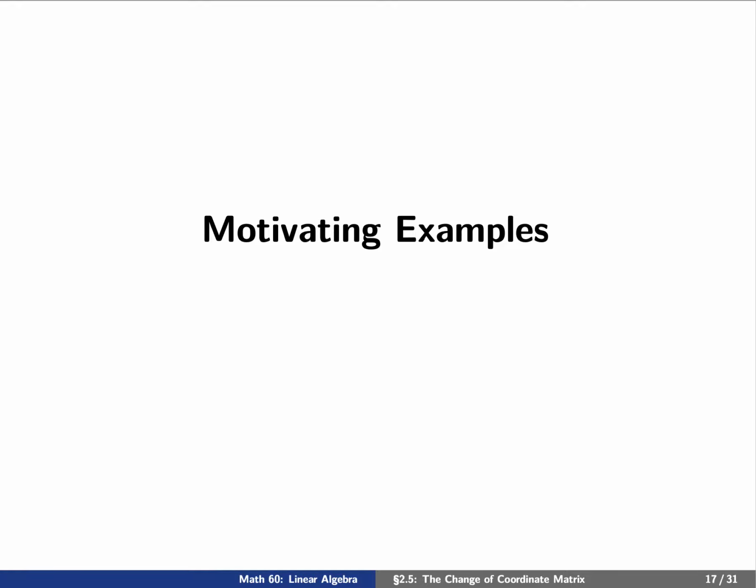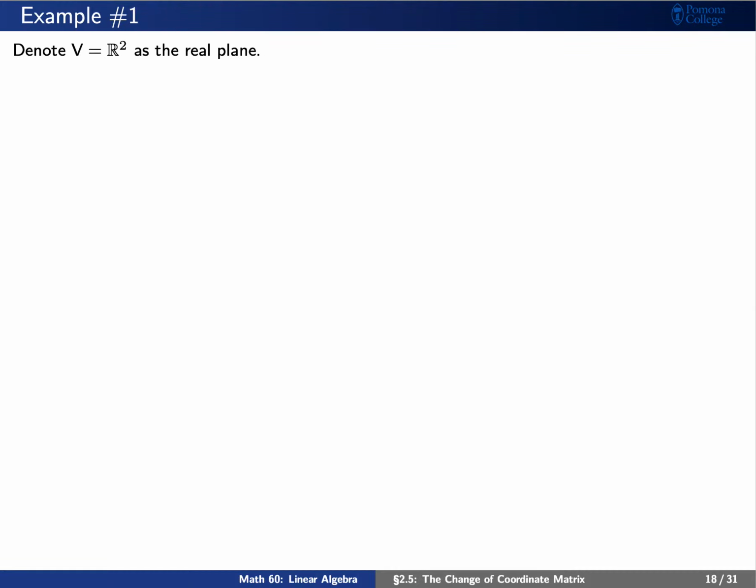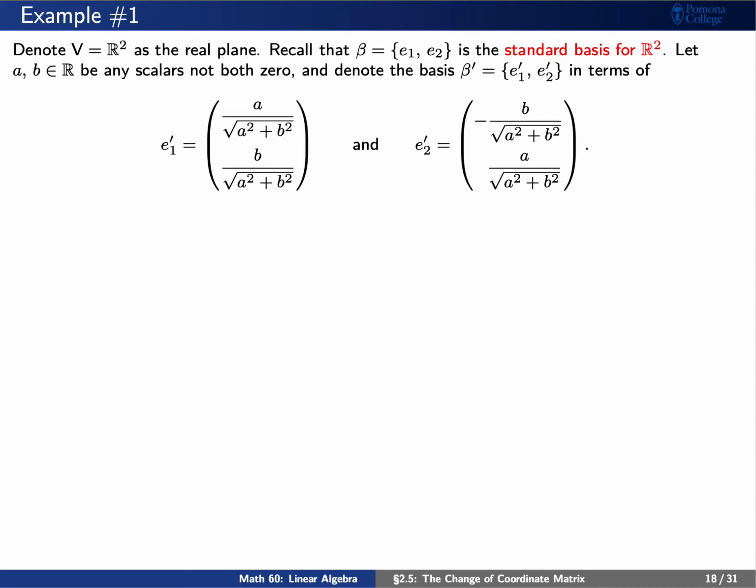Let's first go over some motivating examples before we go any further. Let's say that V is the real plane. We know that one basis of this is the standard basis, so for any two real numbers a and b not both 0, let's write down another basis and call this beta prime.